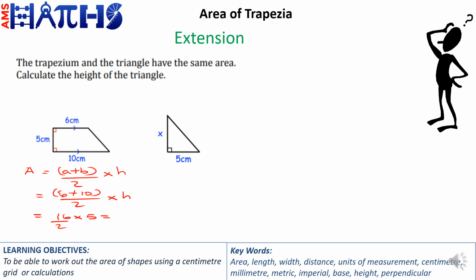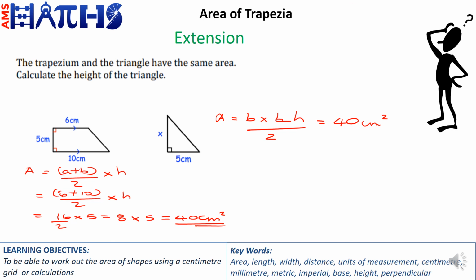16 divided by 2 is 8. 8 times 5 is equal to 40. So our area for our trapezium is 40 centimeters squared. Now it says a triangle has the same area. Now the formula for our triangle, as we know, is base times the perpendicular height divided by 2. It says that the area is the same for the triangle, so that should also be 40 centimeters squared.